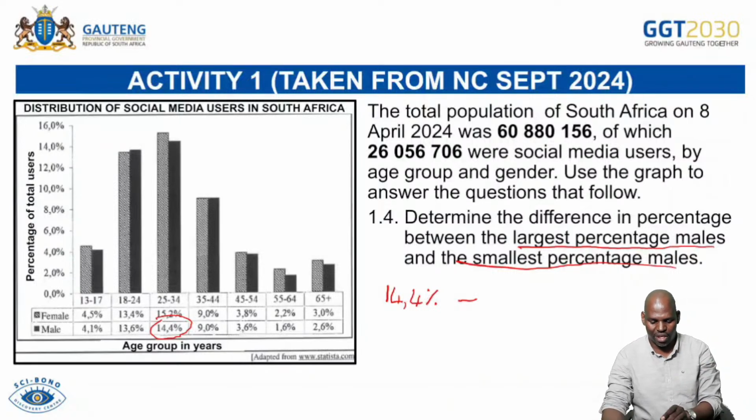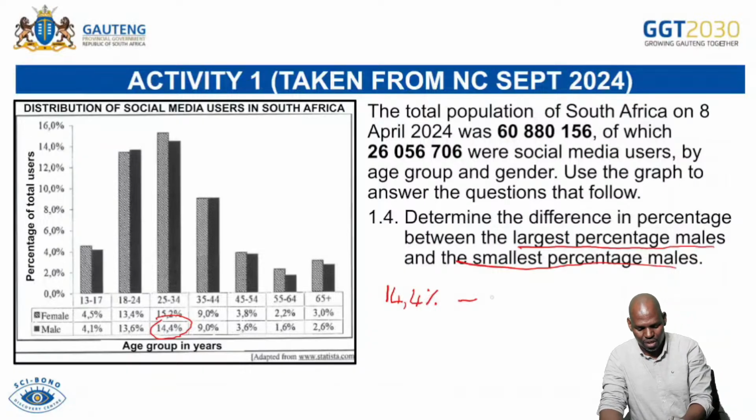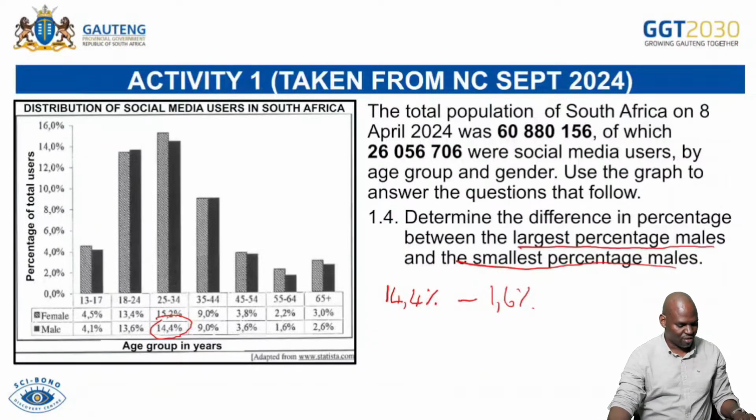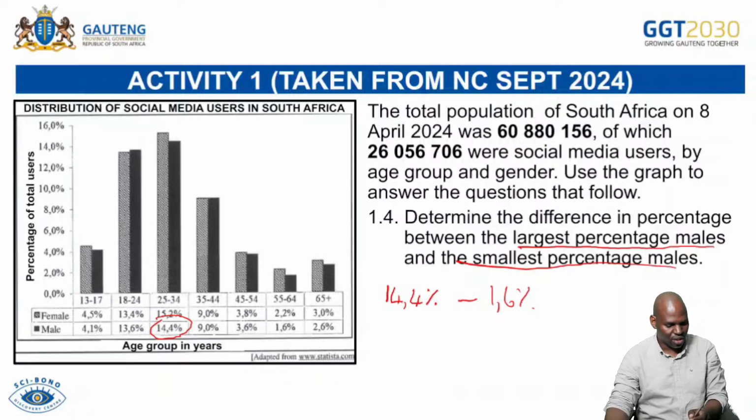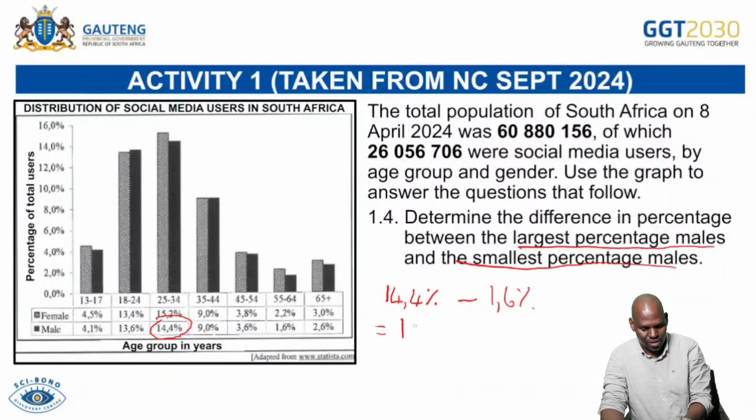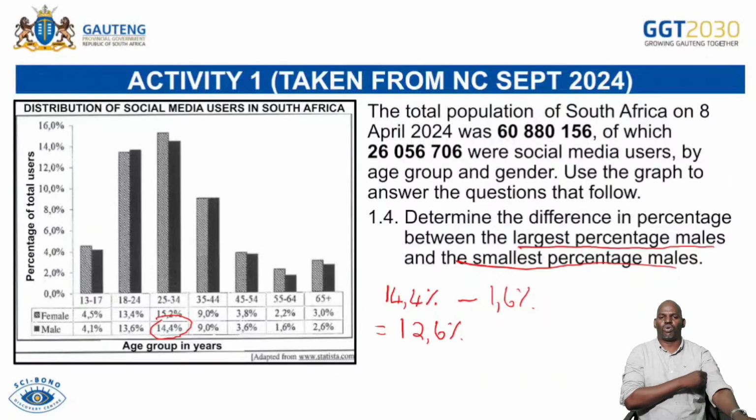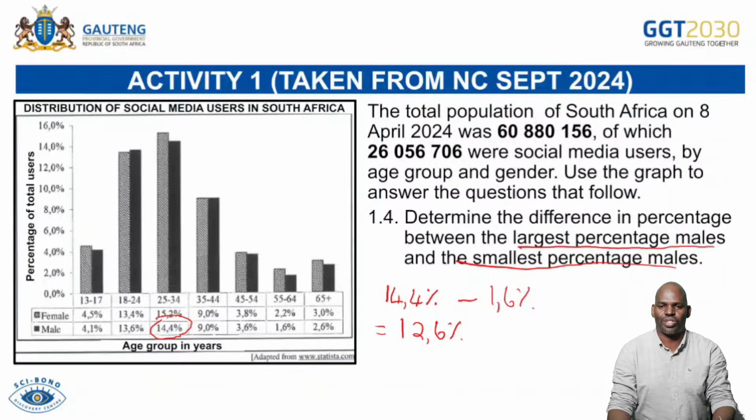So in this case, they say the difference between the largest. The largest is 14.4, and when I check here, the smallest is 1.6%. So 14.4 minus 1.6, then it's 12.8%. Okay, now boys and girls, I hope you can see how easy these questions are.